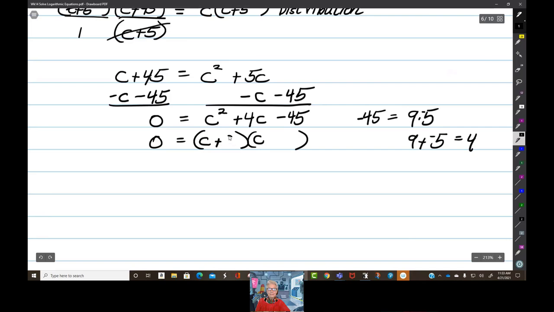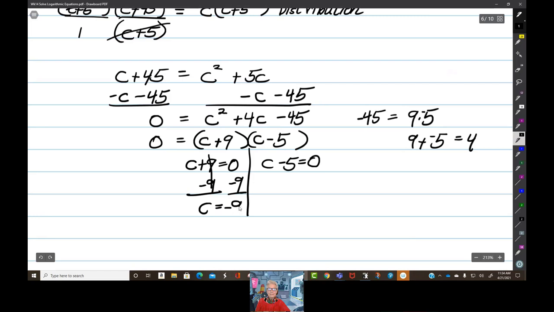and so that is going to be our factorization. C plus 9, C minus 5. And then we go through the whole thing, setting each of these linear factors equal to 0 and solving for C. C plus 9 equals 0. C minus 5 equals 0. Subtract 9, subtract 9. C equals negative 9. And plus 5, plus 5. C equals 5.